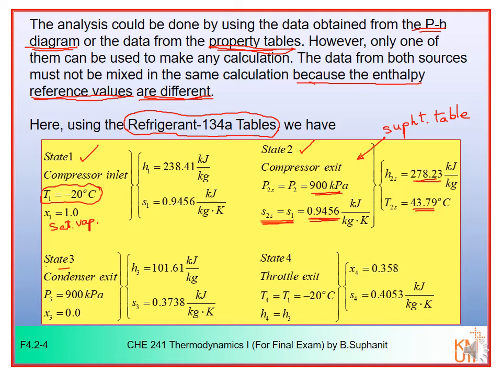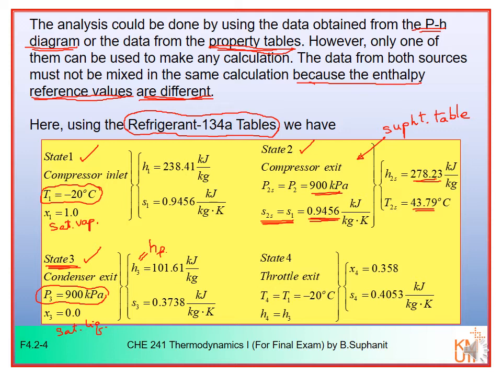At state number 3, because this is ideal VCR, you know the pressure and you also know that at this condition it is sat liquid. So state number 3 is now fully defined. You know 2 pieces of information. You can just go to the saturated table to determine the enthalpy of the sat liquid, and you can determine the entropy as well, of the sat liquid.